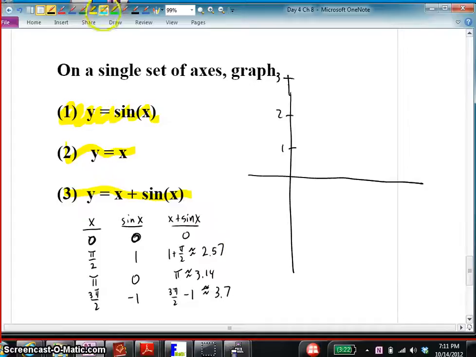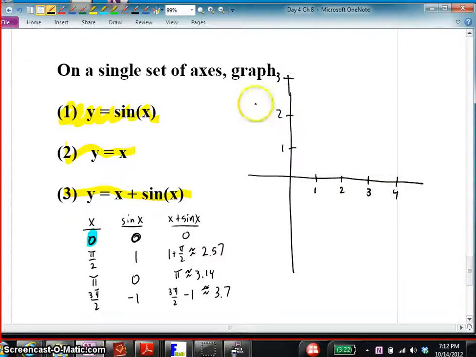I kind of made a table here because I wasn't sure what to do. Actually, I am sure what to do, but I'm sure that you are not sure what to do. So here's a table of x, sine of x, and x plus sine of x. Let's just see what happens here. I'm going to try to make my scale somewhat consistent. That's what's hard.